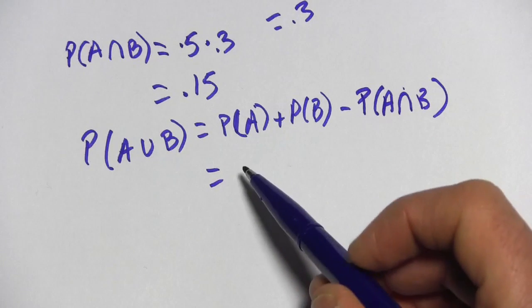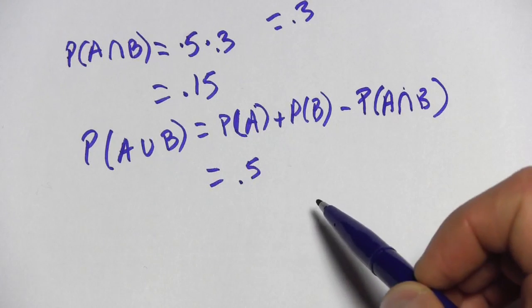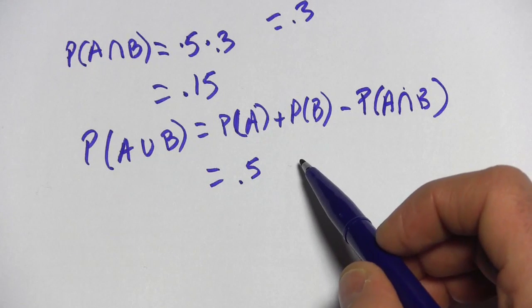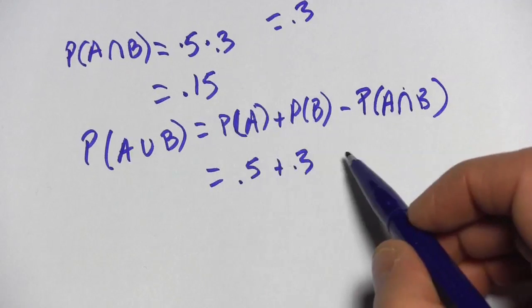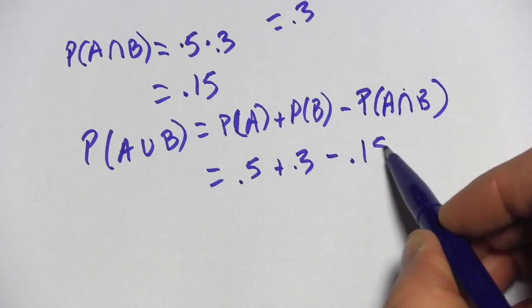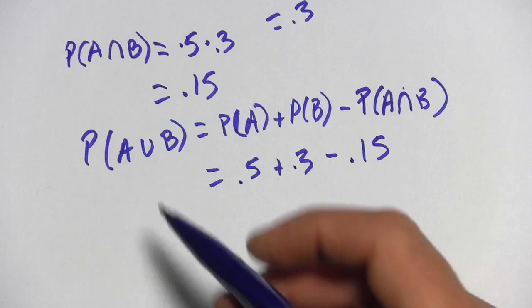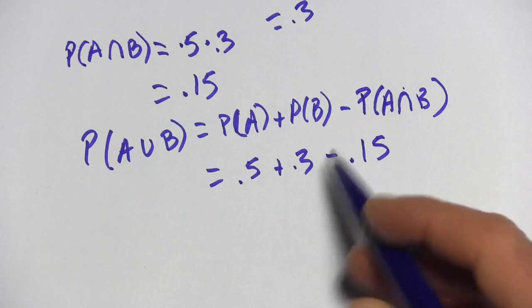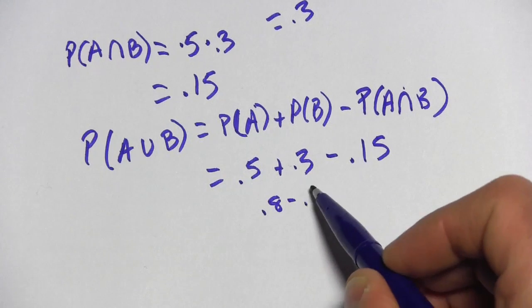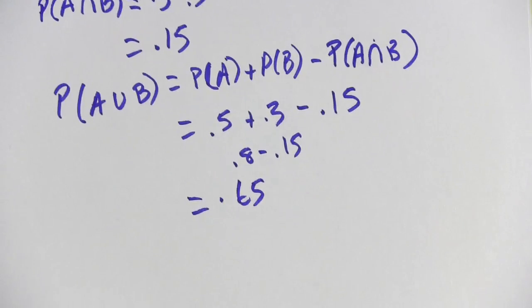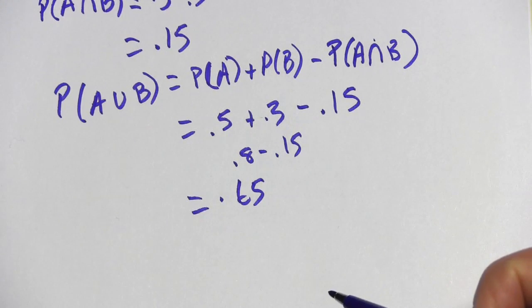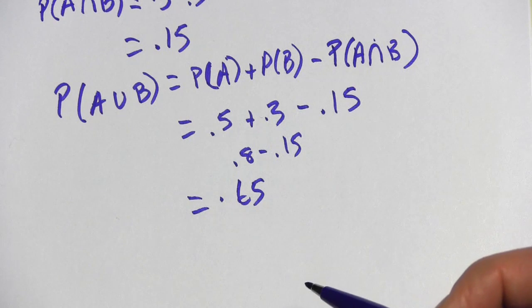So that equals 0.5, that's the probability of A, 0.3 is the probability of B, and then 0.15 we just determined was the intersection of A and B. So our union is going to be 0.3 plus 0.5, that's 0.8 minus 0.15, so that's going to be 0.65. So that's a little bit of work with the probability of independent events.